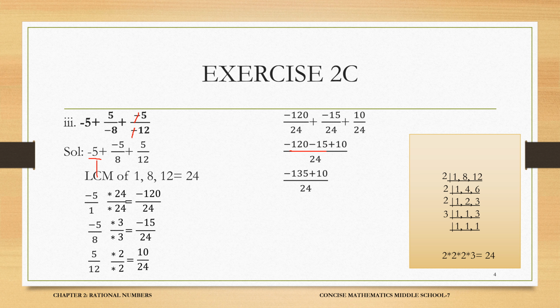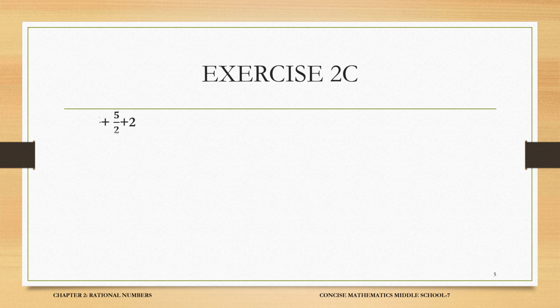It becomes 135 minus 135 plus 10. Here one is having negative sign, other is having positive sign. Just put the bigger number's sign, that is 135 is bigger when compared to 10. And what sign does this 135 have? It has minus. So just put a minus sign and subtract it. It becomes minus 125 by 24. I hope you understood. Let's move on to the fourth question.